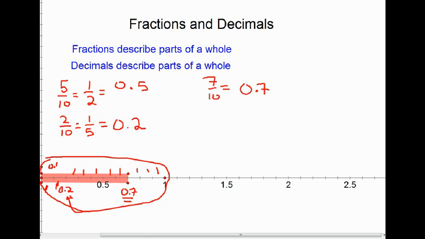We could see here that when I did half of the line, it was 5 out of 10 pieces, or half, which was 0.5. And the same thing with the other examples. We just had 2 out of 10 pieces, which reduces to 1 out of 5. And 7 out of 10, which we couldn't reduce, and we saw the equivalent decimals there.